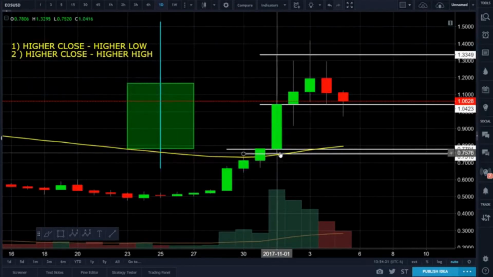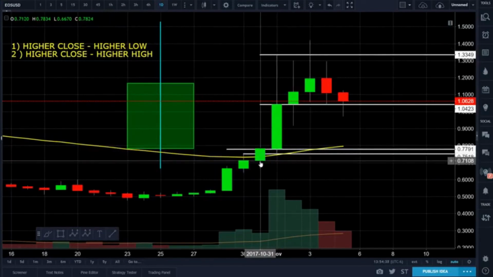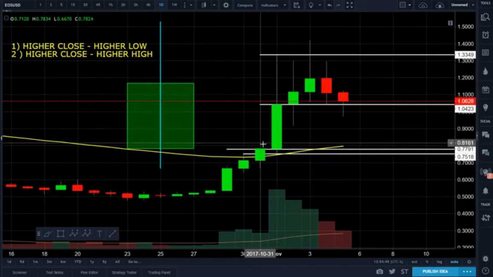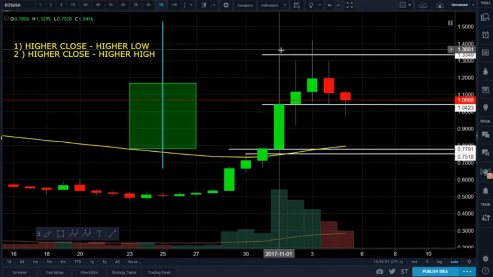Now, does this one here have a higher low for rule number one? Rule number one is it has to have a higher low than the previous candle. Absolutely it does, right? It's got a higher low. Does it meet rule number two? Does it have a higher high? Absolutely it does, okay? It's got a higher high. Although we have this long rejection, it's basically people taking profit.